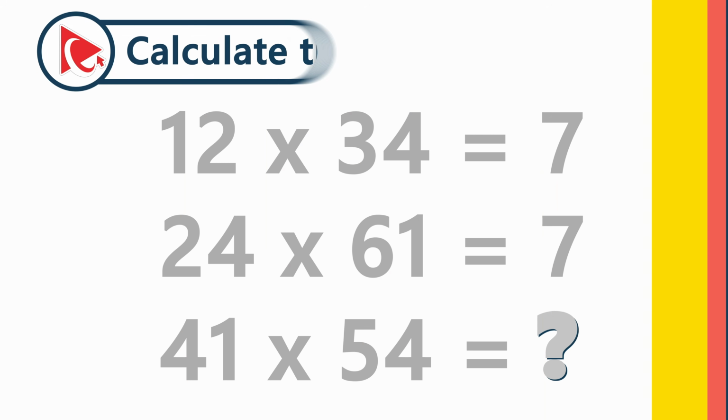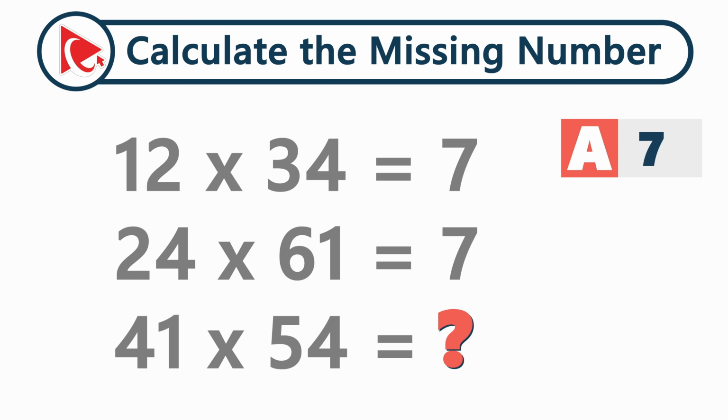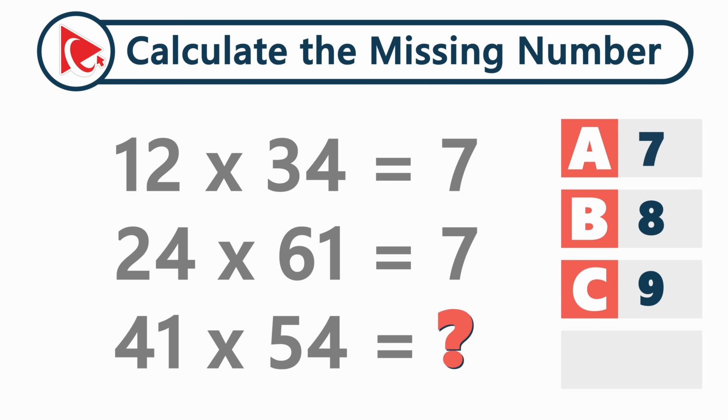You're presented with 3 cool-looking expressions. 12 by 34 equals 7. 24 by 61 equals 7 again. And then the last one is 41 by 54 equals the missing number, which you need to calculate and select out of 4 possible choices. Choice A, 7 again, choice B, 8, choice C, 9, and choice D, 10.